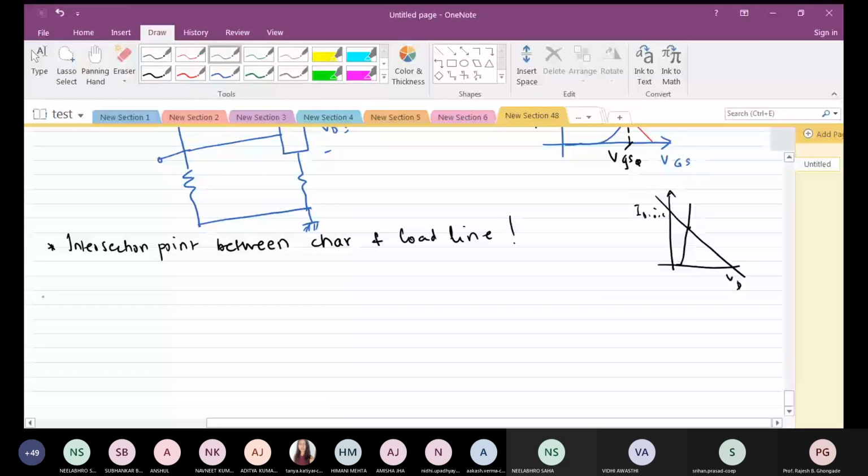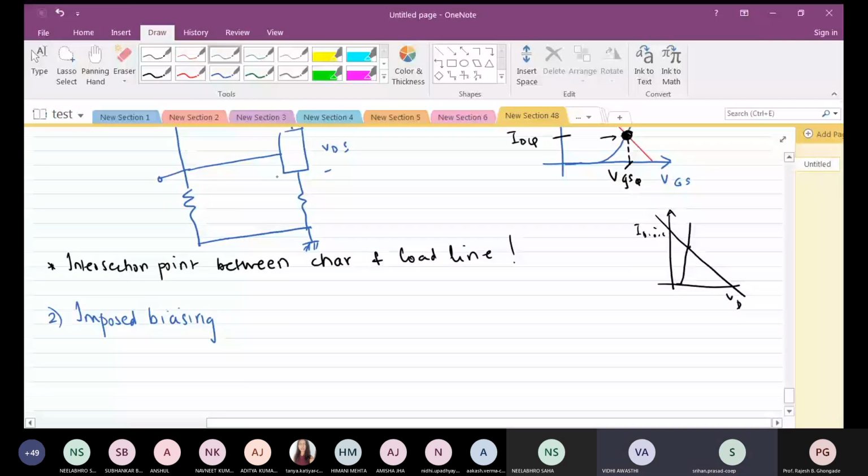Second is called the imposed biasing. Sir, in this biasing of MOSFET, do we not have shifting of Q point like in the BJT? No, that is what we are trying to find out, as to what will grant the stability of Q point. In fact, you understand that this resistor, which we are going to call RS, will be again useful for reducing the variation in the Q point. It is exactly the same thing.